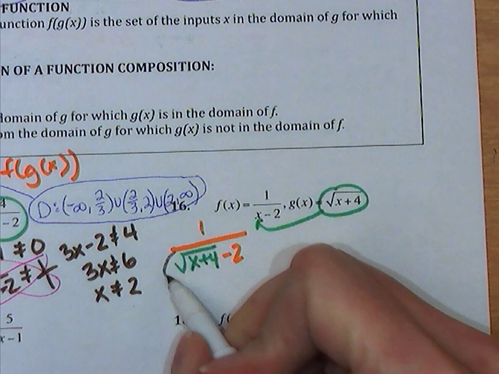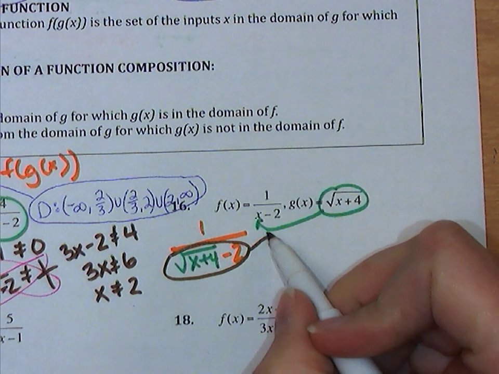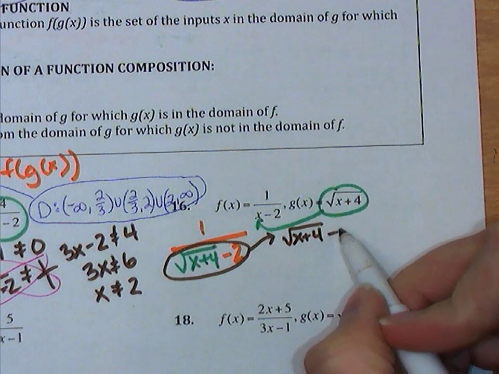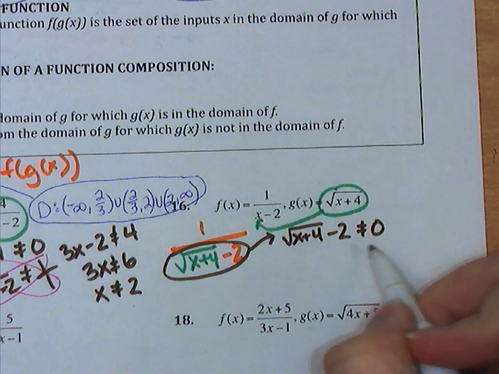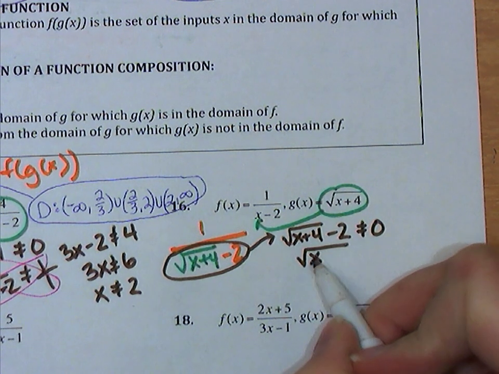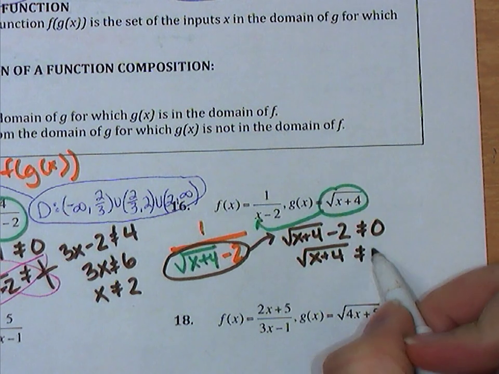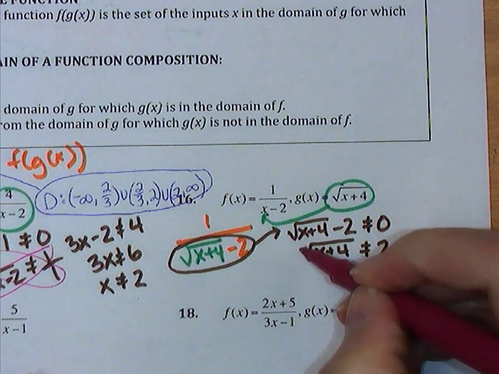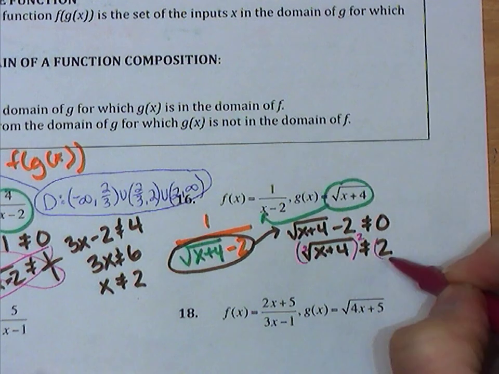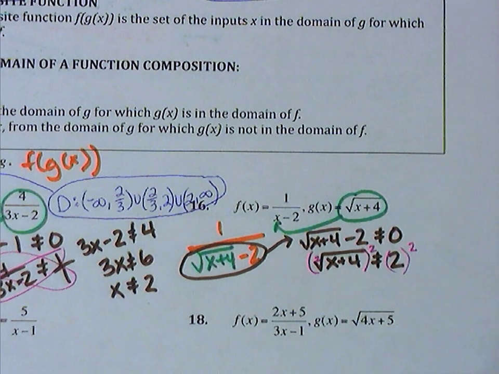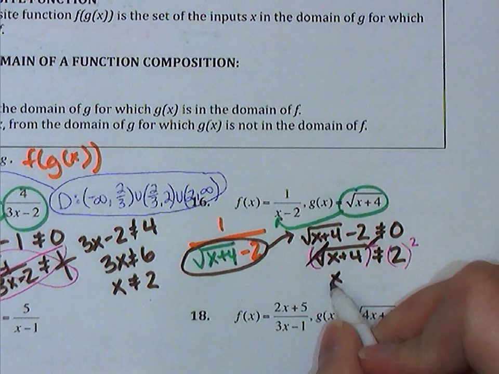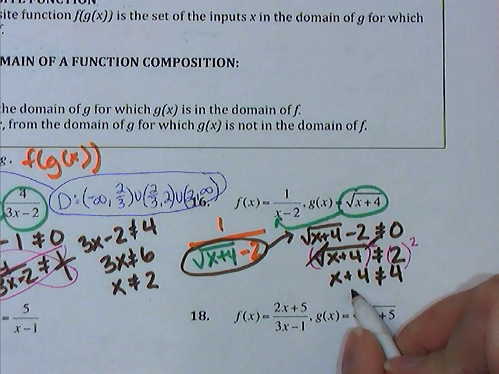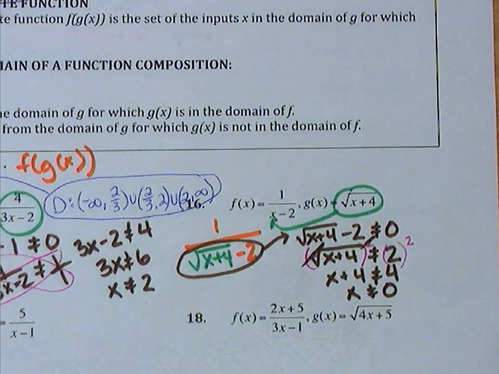So you're going to take that denominator, the whole thing, whatever's underneath that fraction bar, cannot equal 0. Add 2. Square both sides. This is a square root, right? There's a 2 in there. So to undo it, you need to square both sides. You get x plus 4 cannot equal 4. And subtract 4, x cannot equal 0.